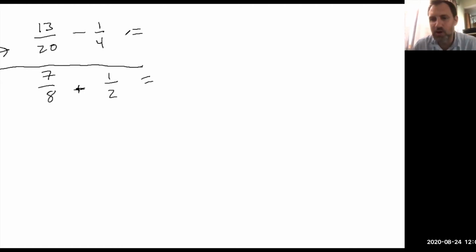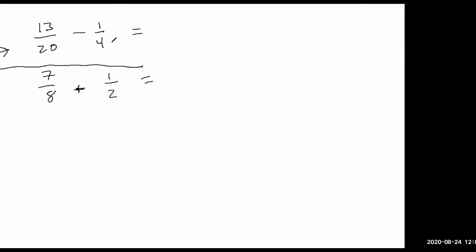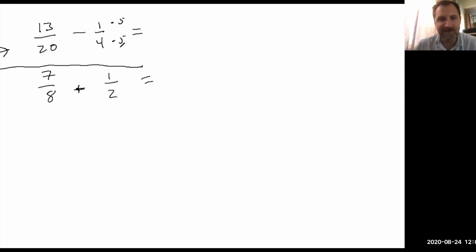Or what's a way? 4 times 5, 20. Yeah, 5 is a good choice, right? You multiply 5 top and bottom. I tend to rewrite these just to eliminate mistakes.